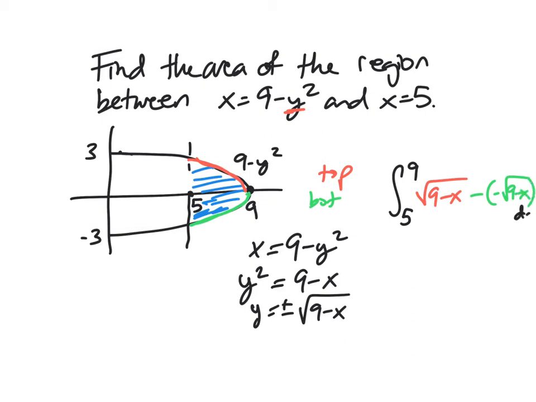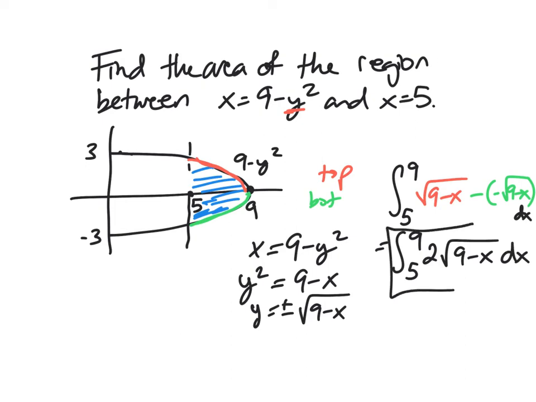And so that's a little dx there. And so you would end up with the integral from 5 to 9 of 2 times the square root of 9 minus x dx. So this would work. Now it's going to require a little u sub there, and you have to deal with the square root, but it's not too bad, right? But you do have another option.